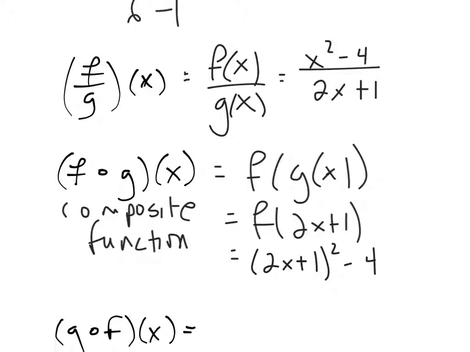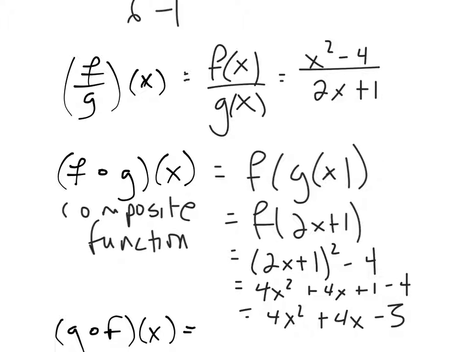Now, 2x plus 1, the quantity squared, when we do that multiplication, we wind up with 4x squared plus 4x plus 1, and then minus 4. And when we finish this off, we get 4x squared plus 4x, and then minus 3. Make sense? Not bad, right?